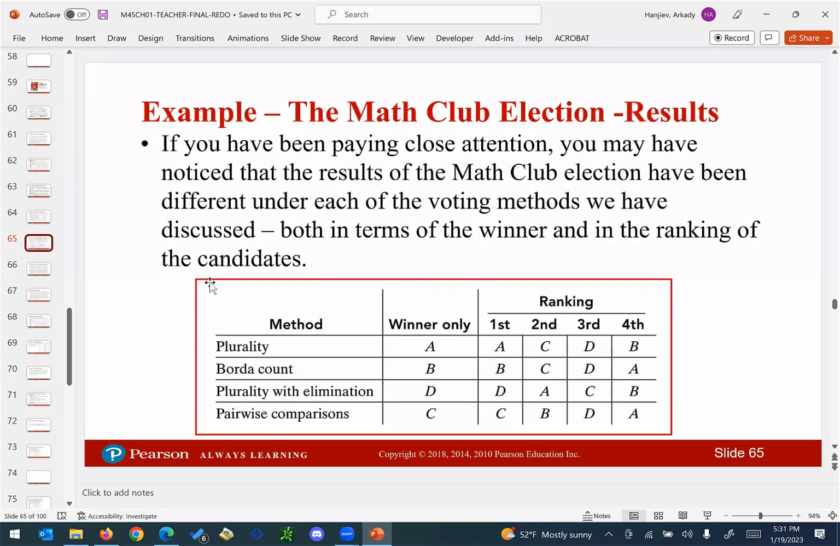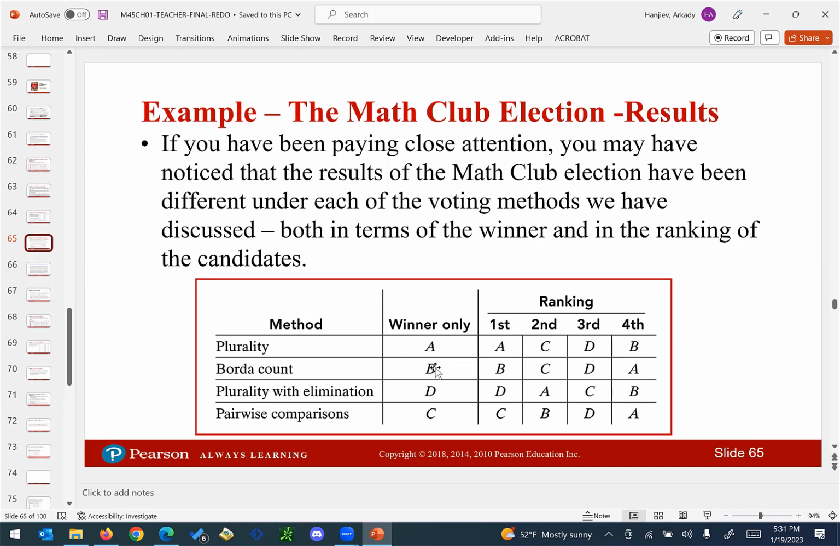And so if you've been paying attention, of course, it's set up in a certain way. This is kind of like now an overview of the stuff we started all the way in chapter 1.2. So remember the plurality vote. The plurality vote, A is the winner. The Borda count method, B was the winner. Plurality with elimination, D won it. And then the pairwise comparison test, C won it.